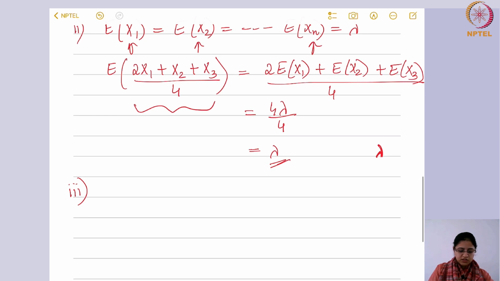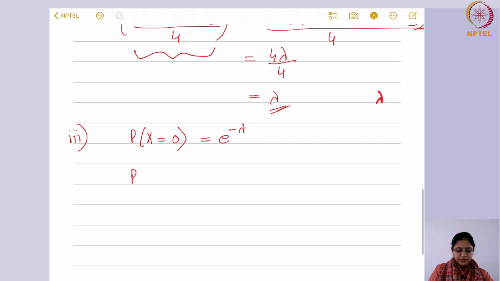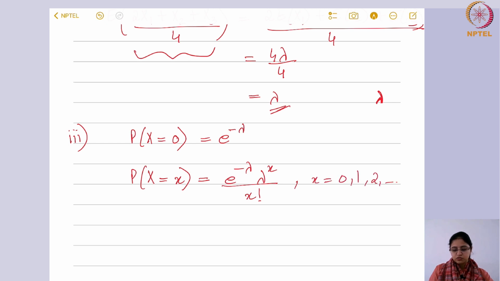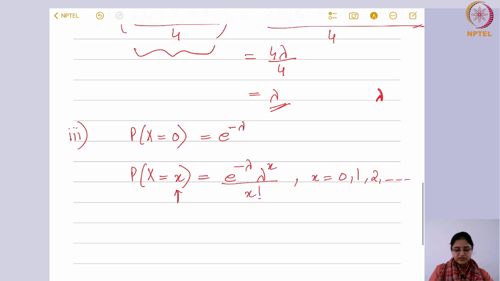Now let us see what is the unbiased estimator for this quantity. The probability that X is equal to 0 is the same as e to the power minus lambda. So how do we get this? I have explained this earlier also. Since this is a Poisson random variable, it would have the PMF e to the power minus lambda, lambda raised to power x over x factorial, and x takes values 0, 1, 2 and so on. So if X is the number of times an event occurs, it can be 0, which means that none of the events have occurred, or 1, 2 and so on.